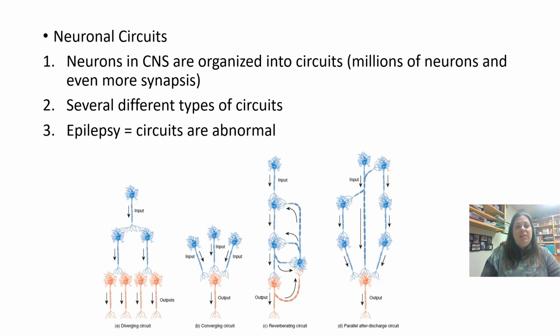The last thing in these notes is neural circuits. This is where the neurons in the central nervous system are organized into circuits, millions of neurons, and even more synapses. I want you to just know that there's several different types of circuits. You can see them located here. Some of them are going to diverge, starting in one spot and spreading out. Others are going to spread out and converge into one area. There's a lot of different types. But guys, epilepsy is when these circuits with these neurons in the central nervous system are abnormal. So they start to short circuit and do not send signals like they should.